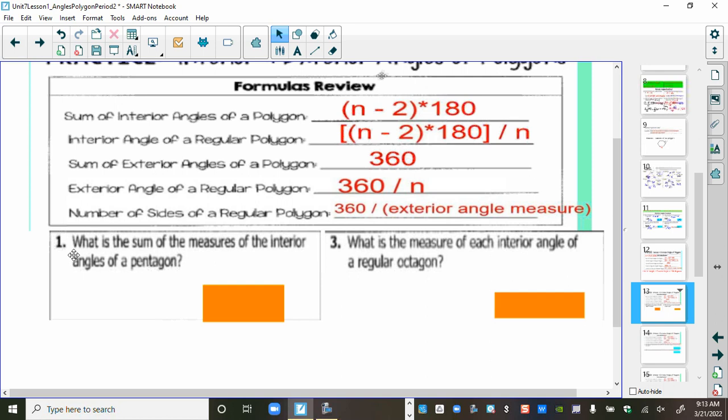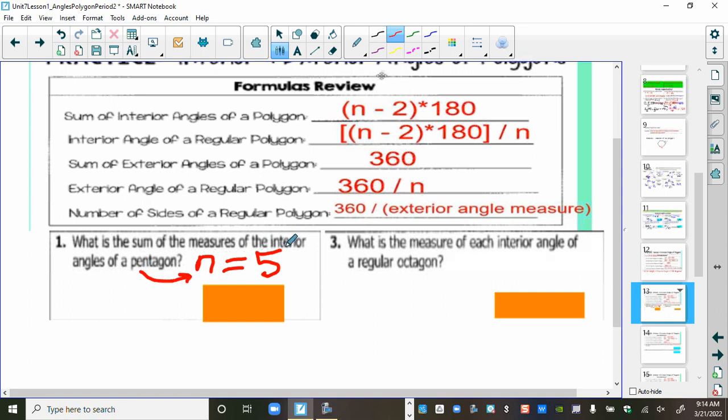So this first problem, what is the sum of the measures of the interior angles of a pentagon? Well, again, how many sides give us a pentagon? How many sides are in a pentagon? N is pentagon, people. How many sides are in a pentagon? Pentagon, that means N is 5.